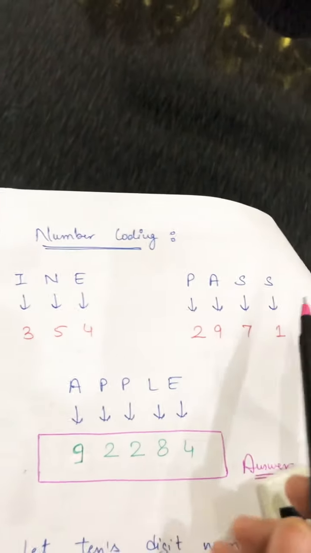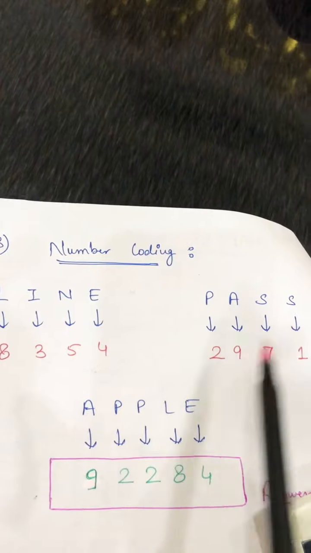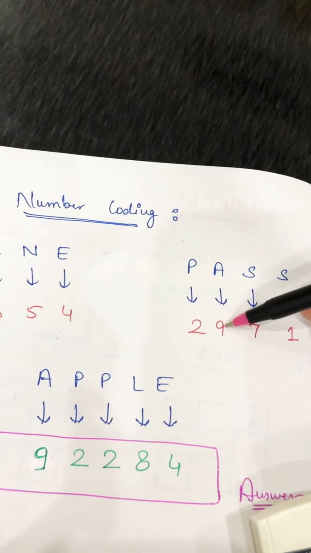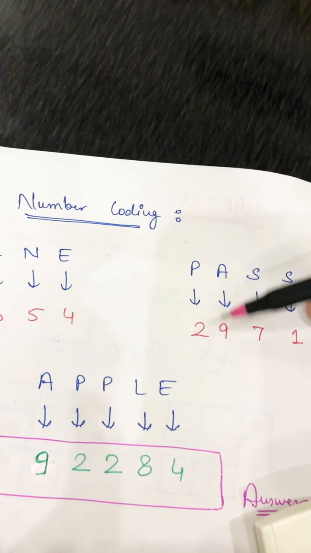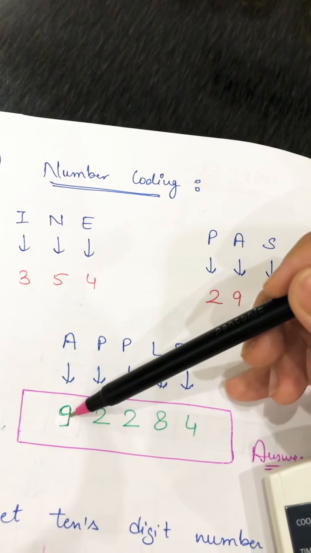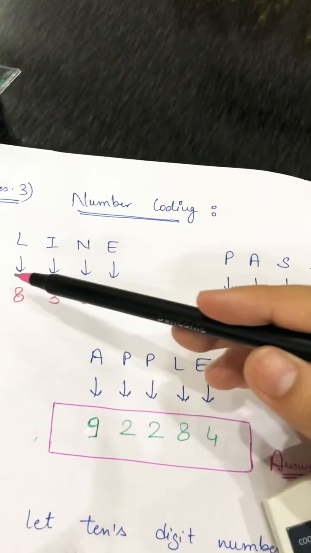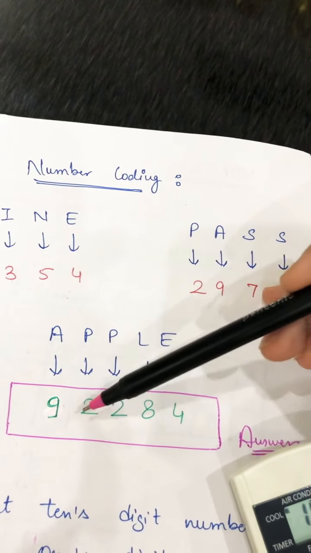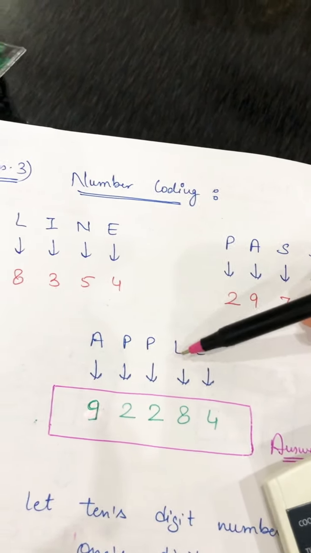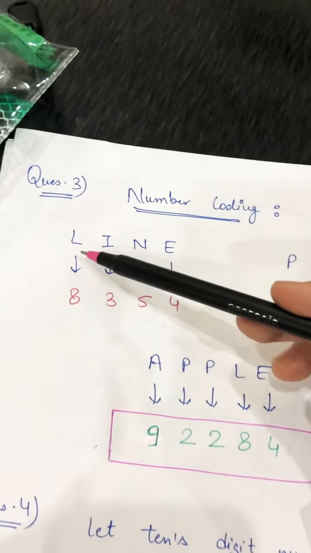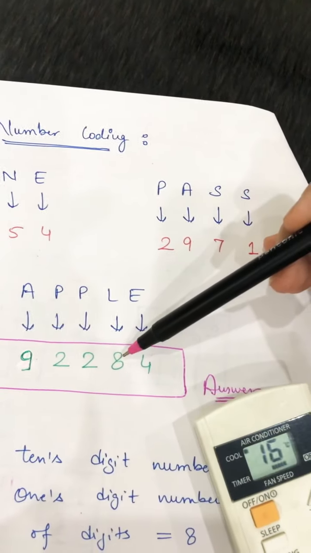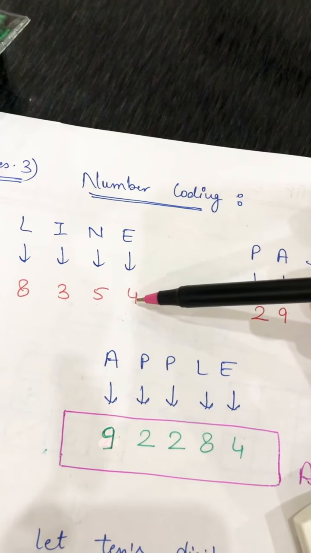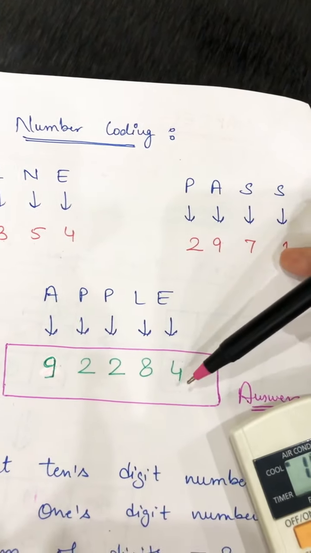So just see what number they have assigned to A. Where is A? This is A. To A they have given 9, so you have to write 9 here. For P, where is P? P is here. For P they have written 2. P is coming two times, so you have to write 2 two times. Now next is L. L is here. For L they have assigned 8, so write 8 here. Next is E. For the alphabet E they have assigned 4, so you have to write 4 here.